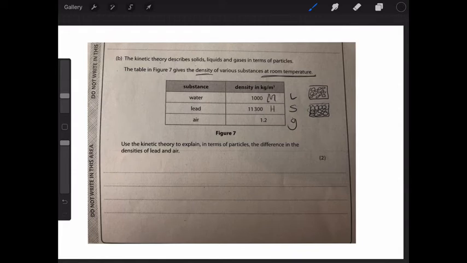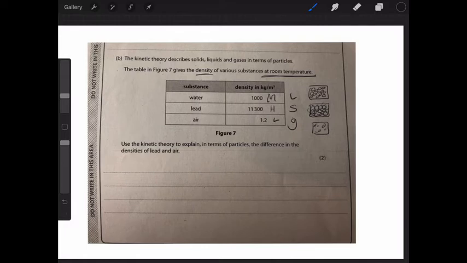And then in air, our gas, that's our low density, and that's because the particles in the gas are far apart, very small intermolecular forces. They're zooming about in all directions, huge kinetic energy store in comparison with the other two, but not very many particles in the same amount of space.